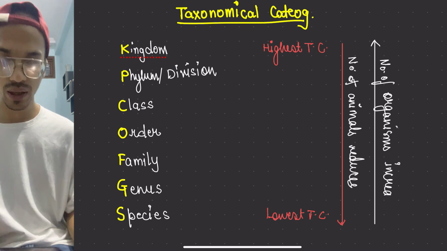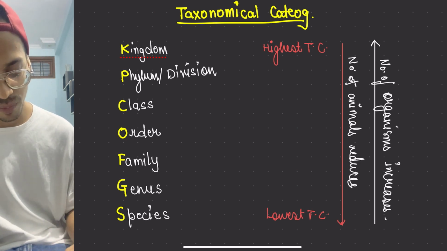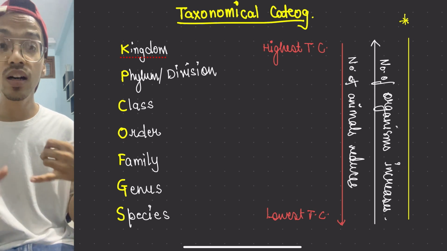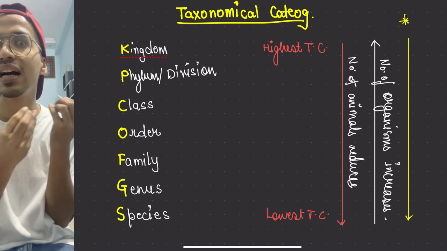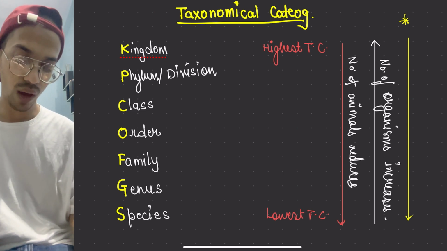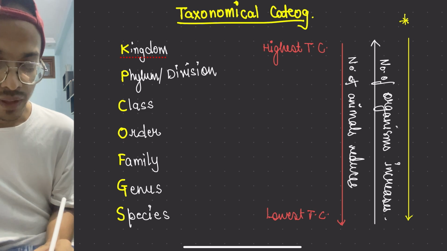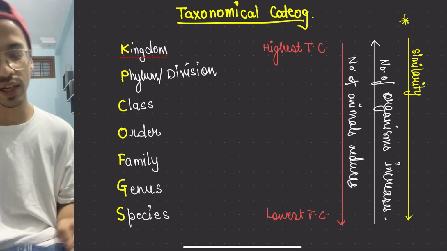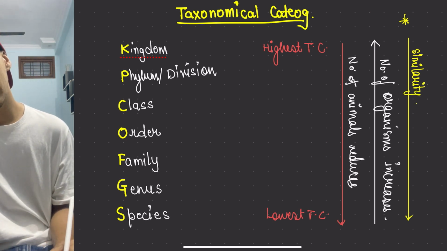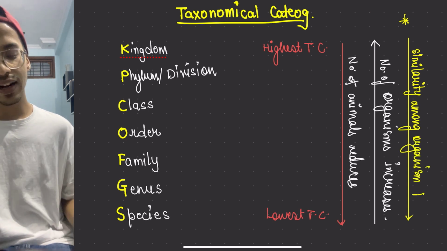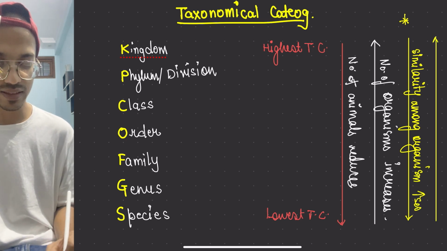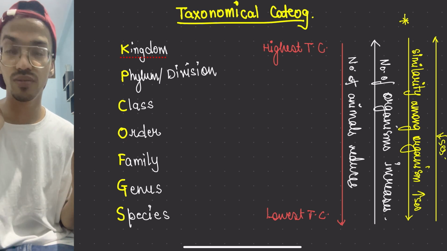Next thing you have to remember: when you are going from a higher category towards a lower category, similar kinds of characters will start appearing. So going from higher to lower categories, similarity increases among the organisms present in that area. If we go from lower to higher, the similarities decrease. Important questions, these two.